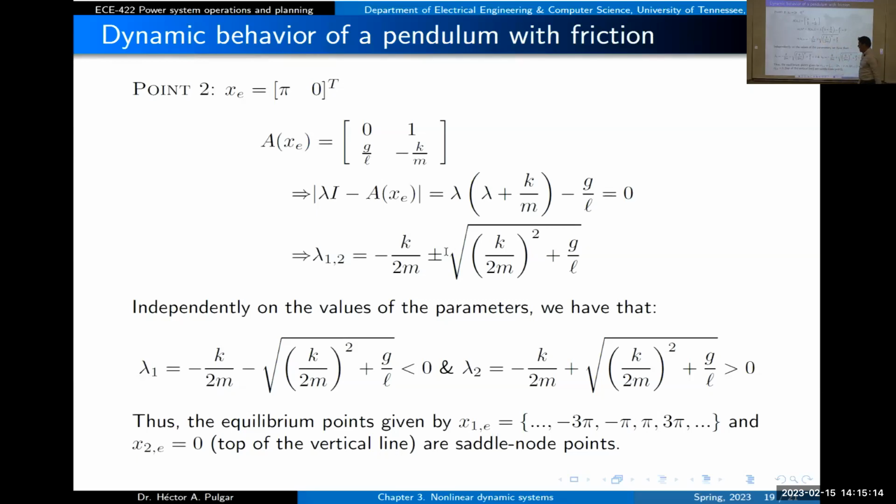So that is the general case. One eigenvalue will be real positive, but the other is going to be real negative, and that is still a saddle point. Doesn't change. The value of the eigenvalue changes, but the behavior is exactly the same.